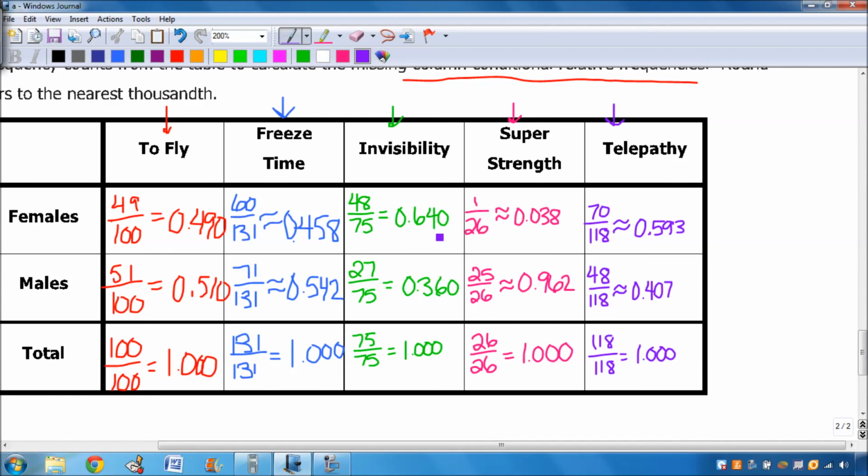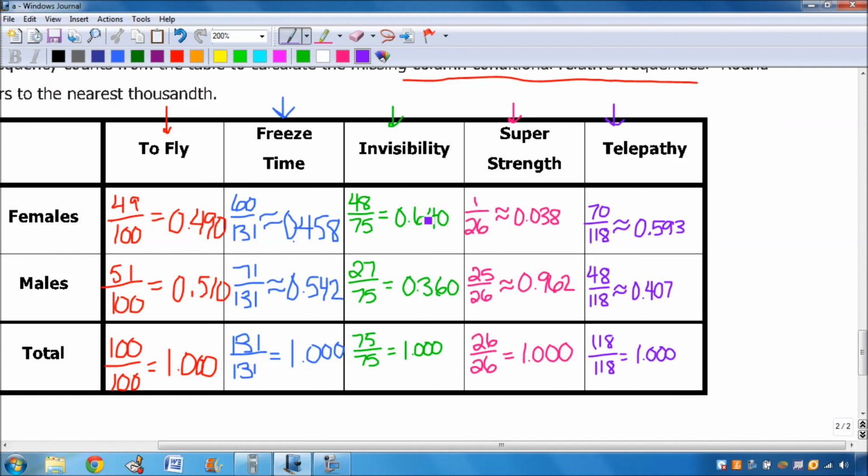So let's go over this: 0.640, 0.360, and 1. Here you should have gotten 0.038, 0.962, and 1. And here you should have gotten 0.593, 0.407, and 1. Now, you gotta understand what these numbers mean. It's great that you can figure them out, but you gotta understand what these numbers even mean.